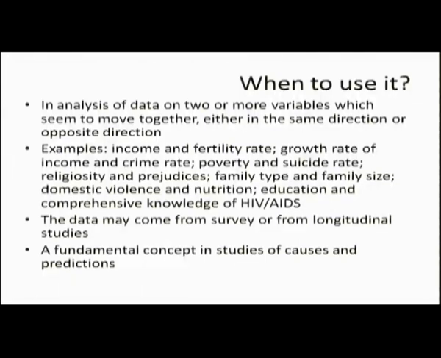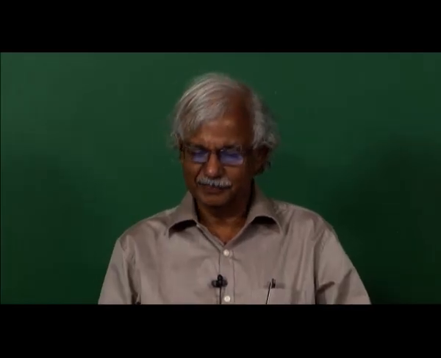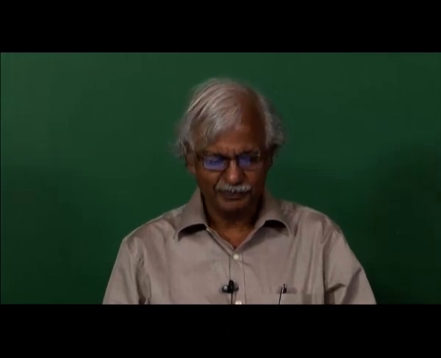The data for calculating relationships and correlation coefficients may come from survey or from longitudinal studies or even from census. But if the data come from sample surveys, then as we have seen in the lectures on sampling, they will be subjected to sampling fluctuations, and we will need their standard errors and other things, confidence intervals or relative error as in general with all measures based on sample data.